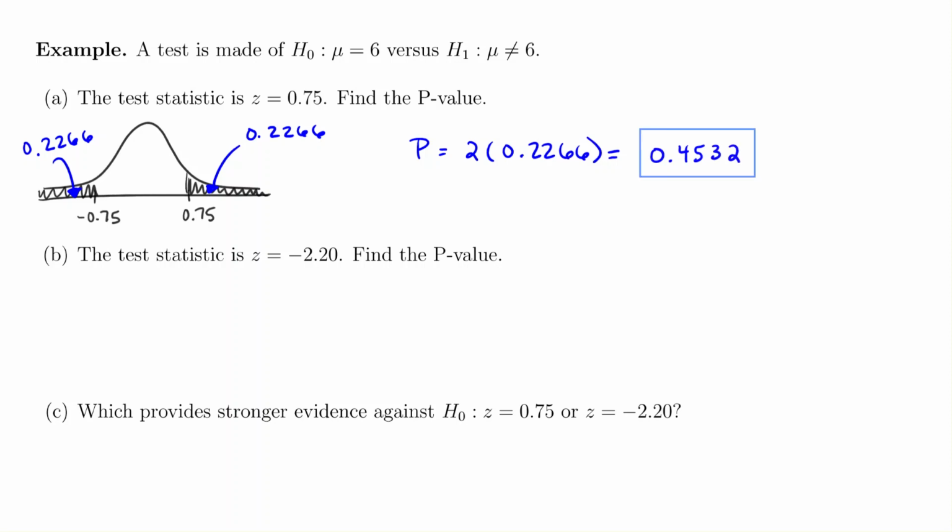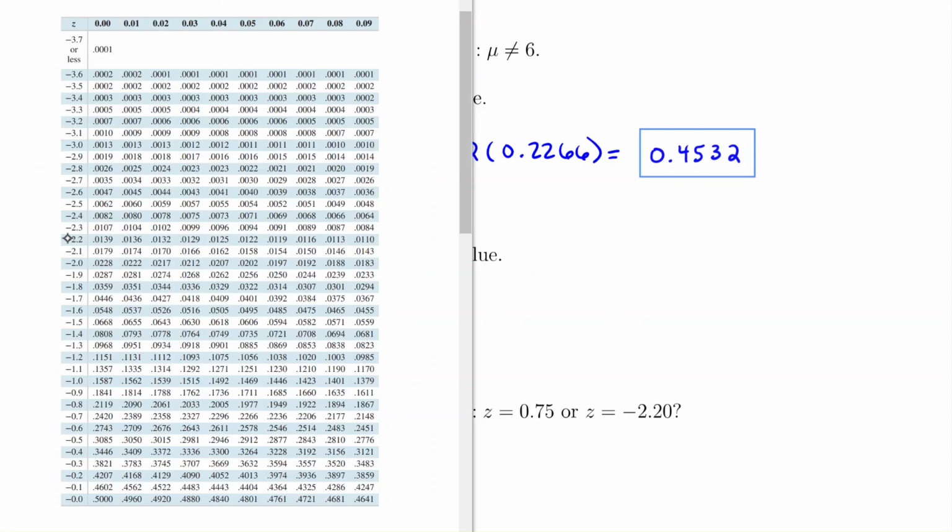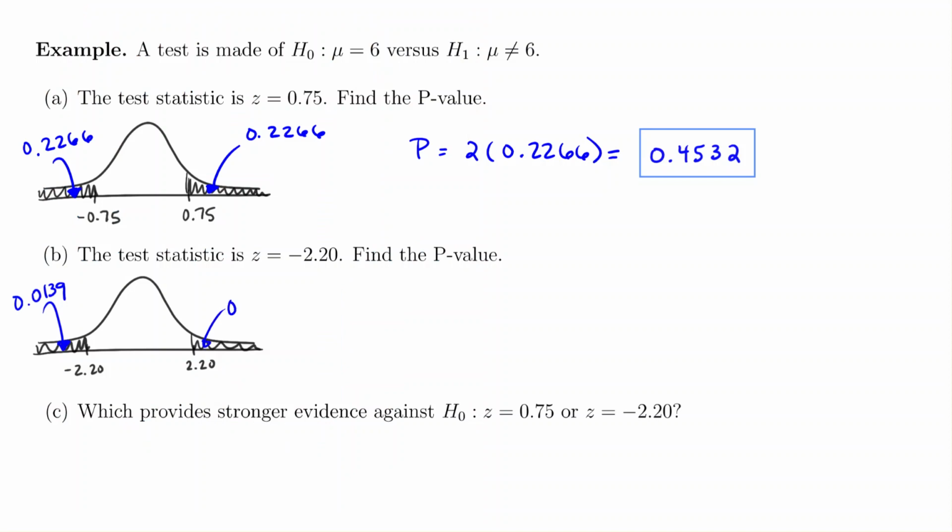Now if we had the same setup, but our test statistic was instead of 0.75 a negative 2.20, we're still dealing with a two-tailed test. So I mark my negative z-score negative 2.20, my positive z-score 2.20, area to the right of that one, area to the left of this one. I know that I can find the area to the left here and then double it. So for negative 2.2, this is our row, this is our column, so we get 0.0139 as the area to the left. And by symmetry, we have that same area to the right.